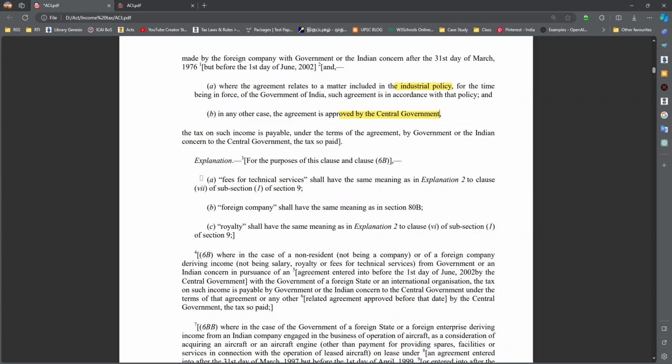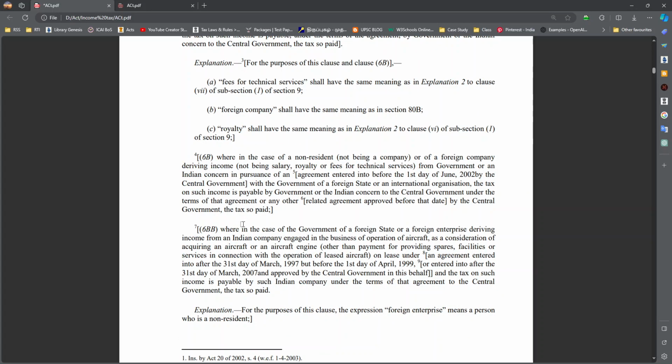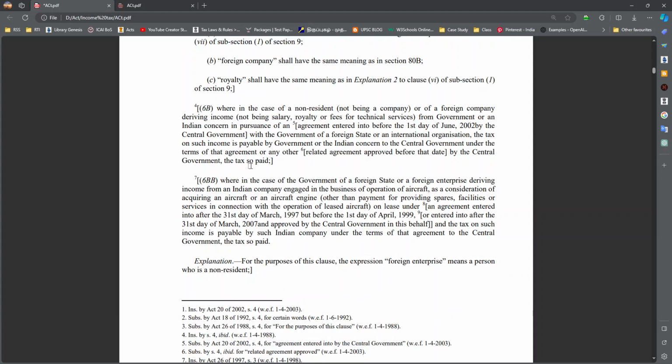So, for the explanation, fees for technical services and royalty have the meaning as in the explanation of section 2. Where in the case of a non-resident or a foreign company deriving income, not being a salary, royalty or technical fees, from the government or an Indian concern in pursuance of an agreement entered before 1st June 2002 by the central government with the government of a foreign state or international organization, tax on such income is payable by the government or Indian concern of the central government under the terms of the agreement or under the related agreement approved by the central government, or the tax so paid.